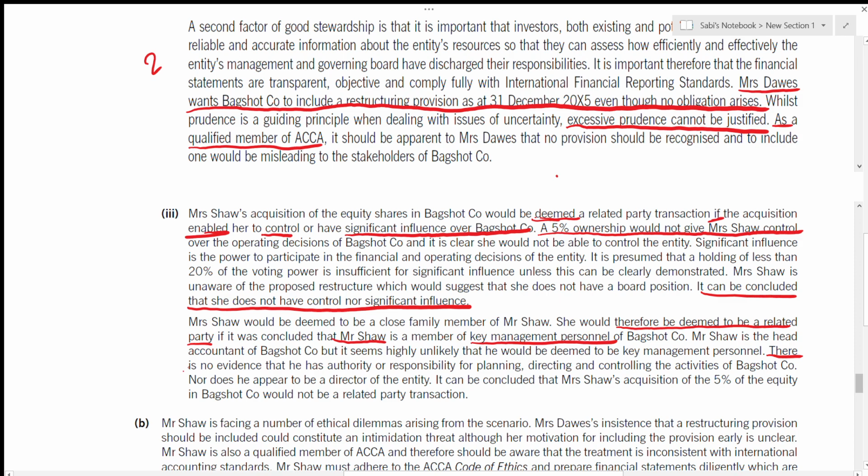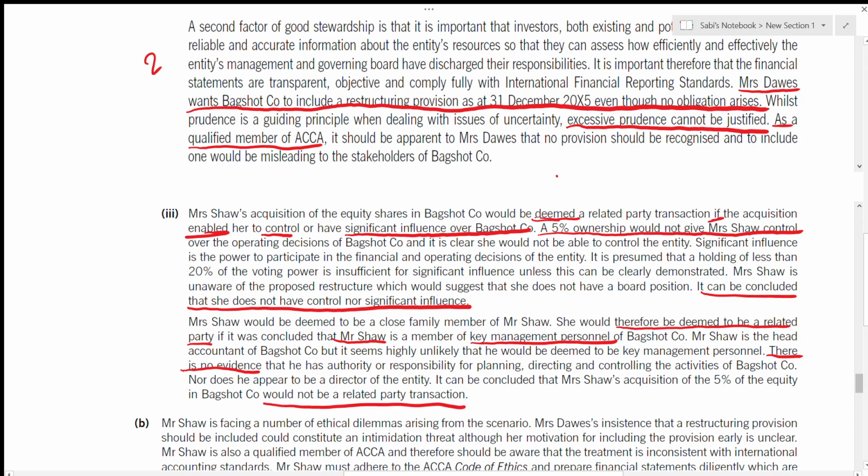If something is not given to you in the case study, if it's not clear through the case study, you can say there is no evidence that he has the authority or the responsibility for planning, directing, controlling activities of Backshot Company, nor does he appear to be a director of the entity. It can be concluded that Mrs. Shaw's acquisition of 5% of the equity in Backshot Company would not be a related party transaction.